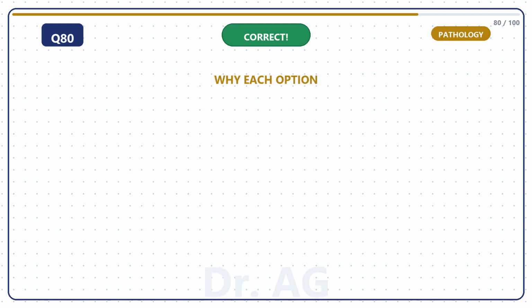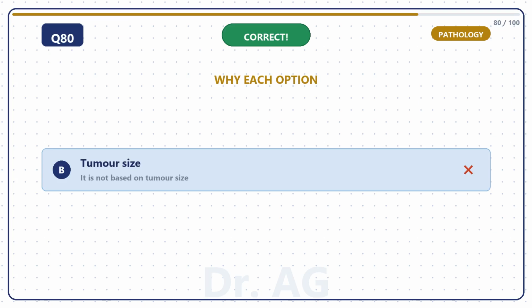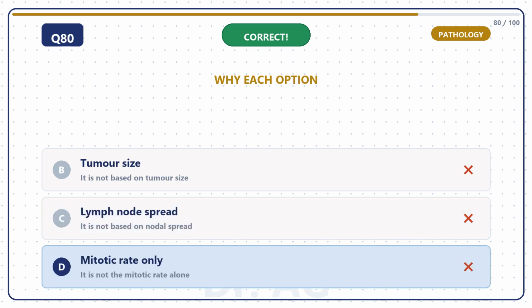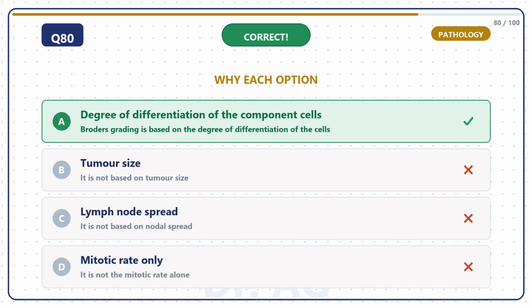Let's go through the options. Tumor size. It is not based on tumor size. Lymph node spread. It is not based on nodal spread. Mitotic rate only. It is not the mitotic rate alone. And the correct answer is degree of differentiation of the component cells. Broder's grading is based on the degree of differentiation of the cells. So, the right answer is option A, degree of differentiation of the component cells.